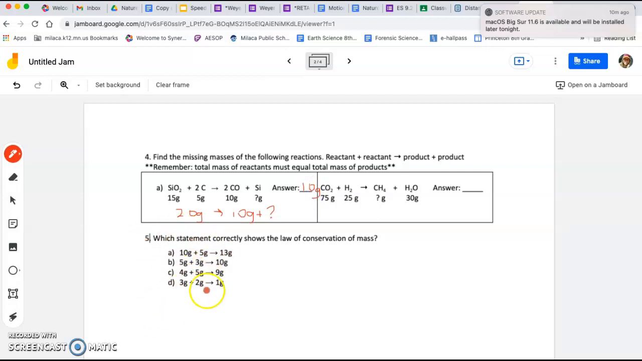Same thing with number 5. You just go ahead and you see which one of these equations is true, okay? Which one is equal? And I could say that too. You can kind of think of this arrow as an equal sign, okay? Because what we're starting with on the left is what has to equal what's on the right, all right? I know 3 plus 2 does not equal 1, so D would not be a correct answer. So you can go ahead and finish number 5.